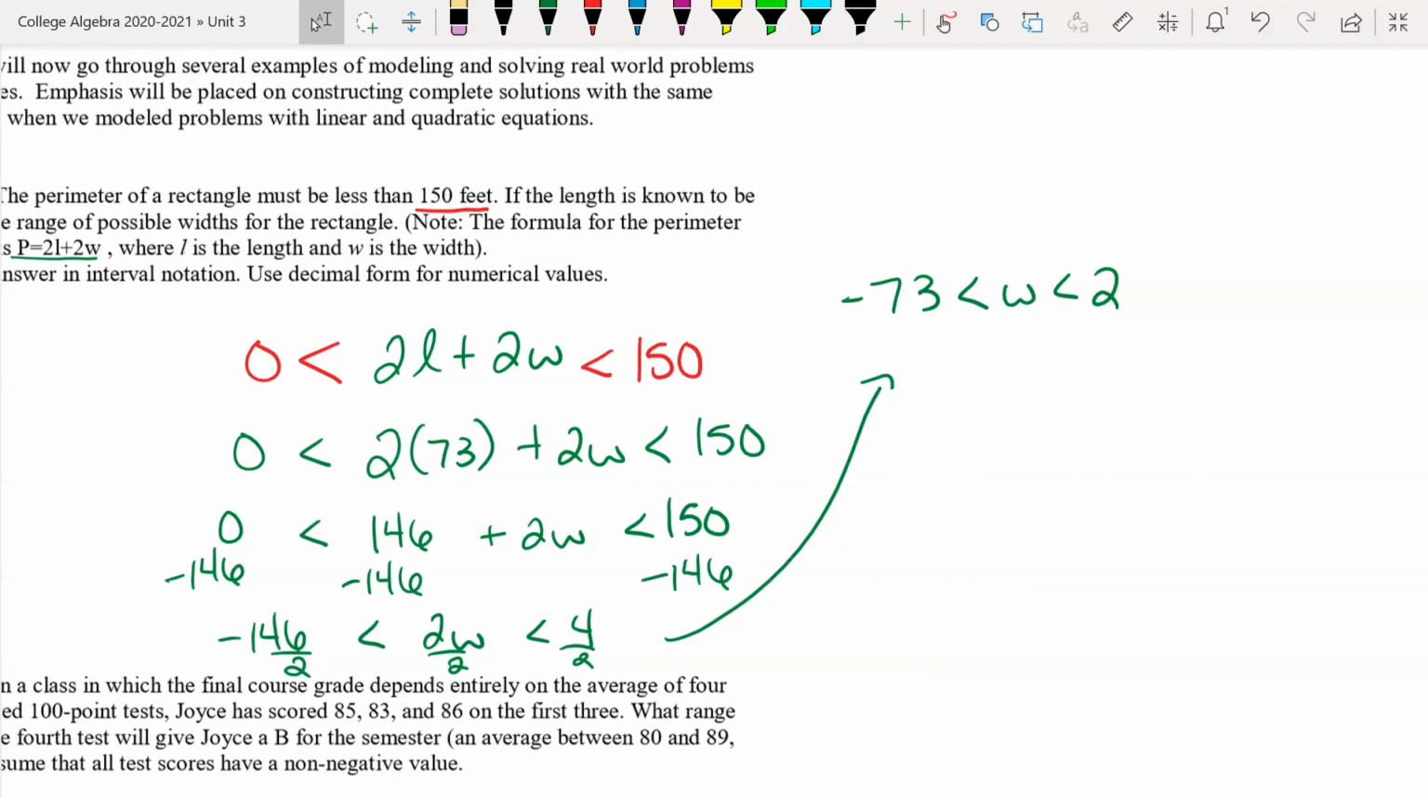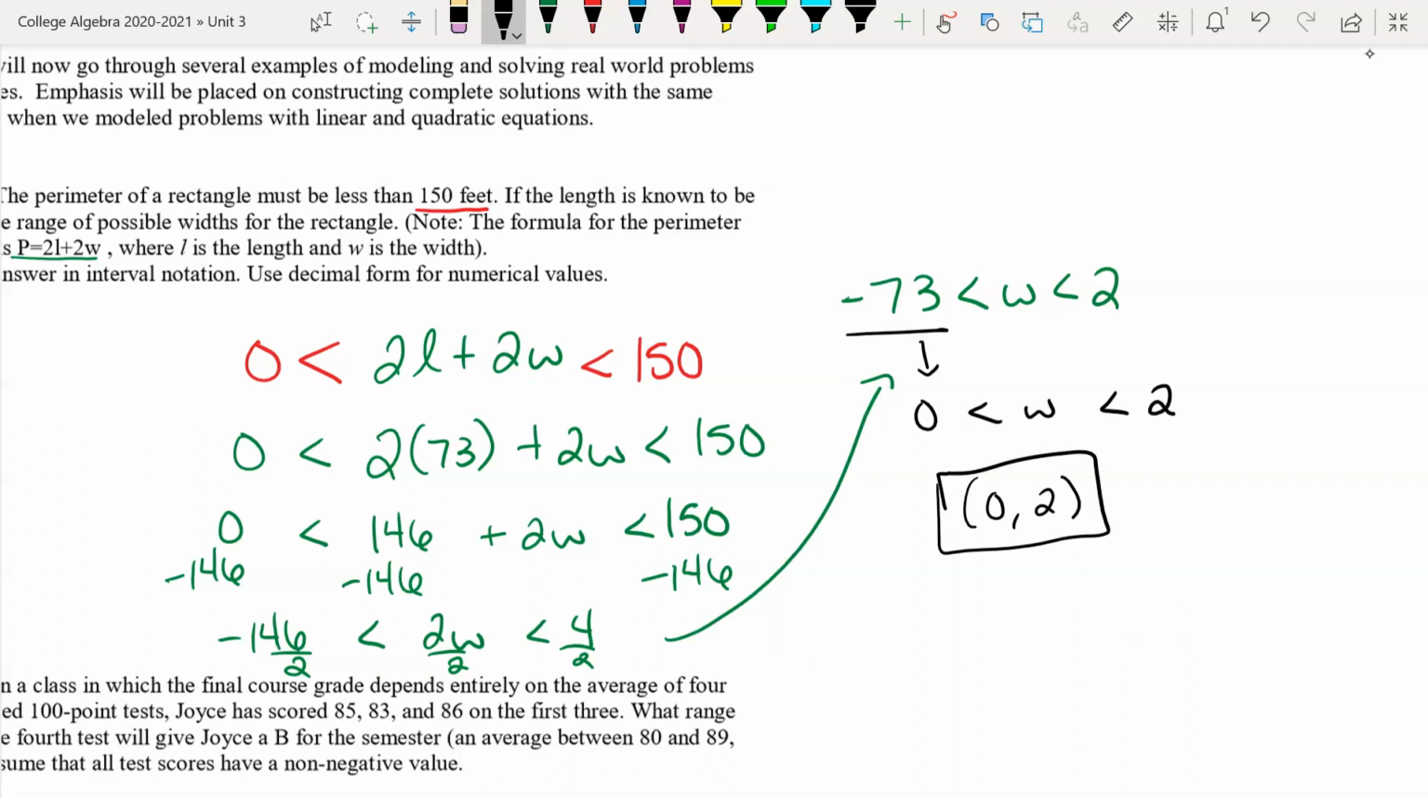All right, but here's the thing. You can't have a negative width. So I'm going to change this number to a 0. Right, so then when you write an interval notation, you're going to say 0, comma 2. I can use anything between those two numbers. The reason why I use a parentheses is because it's just a less than sign. It's not less than or equal to.